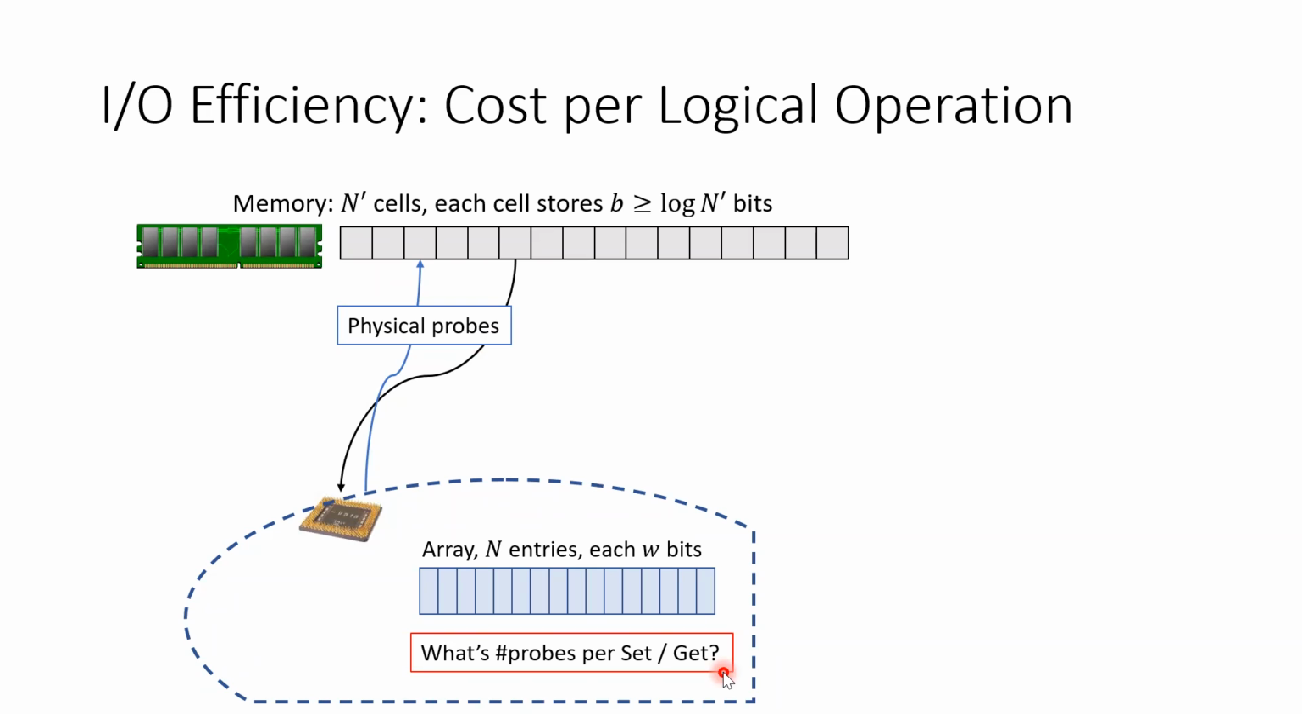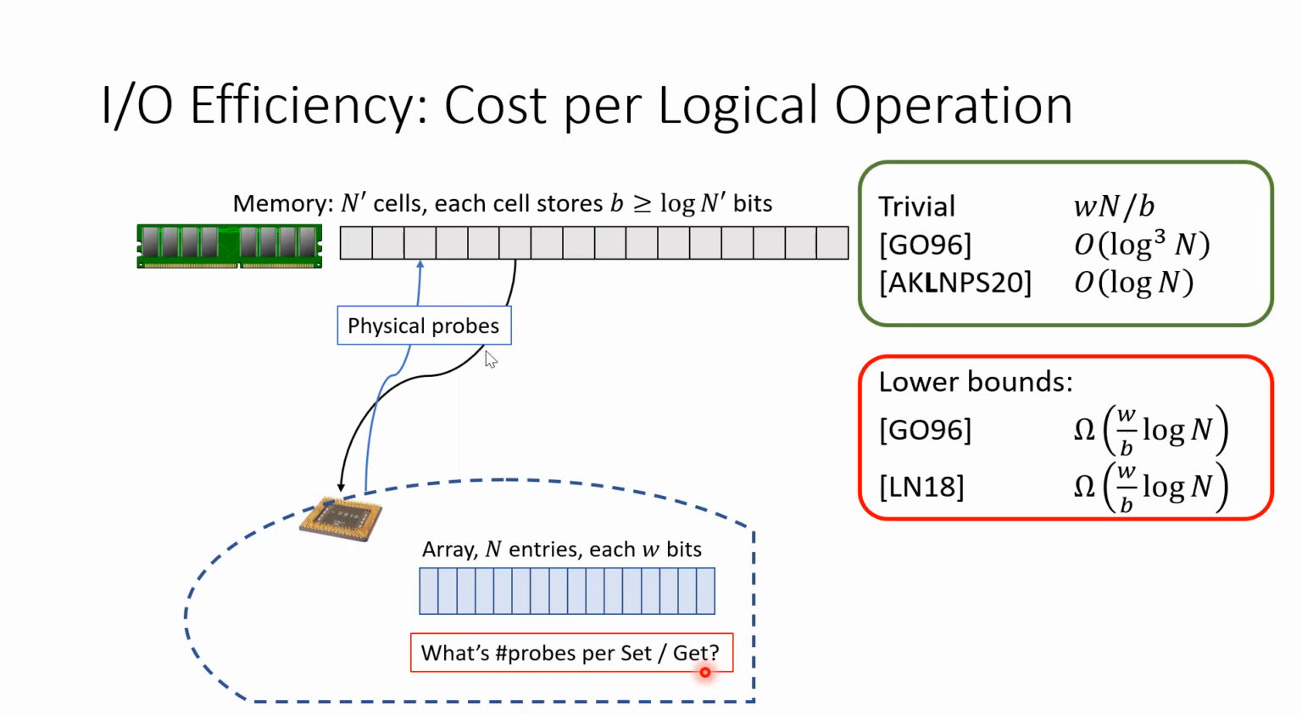The cost is counted in the number of operations you need to touch the data structure, the binary search tree. And here, there's nothing different. We want to ask if we have a sequence of get and set operations, how many physical probes do we need? And there's a sequence of previous literatures.